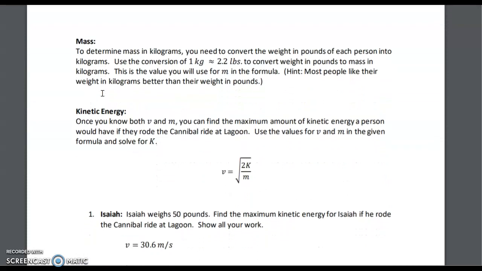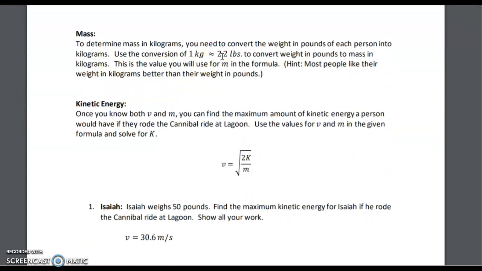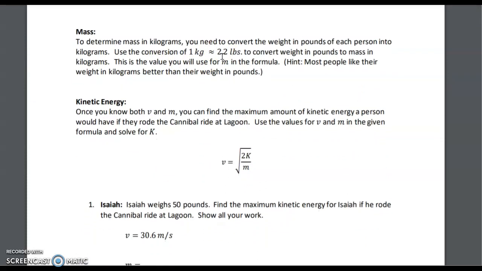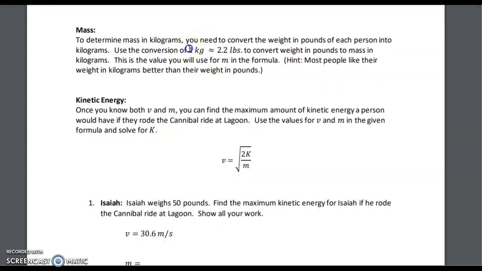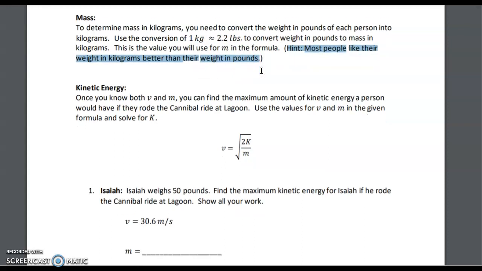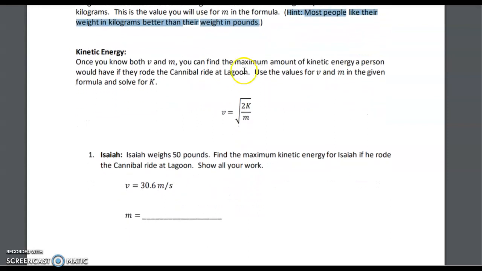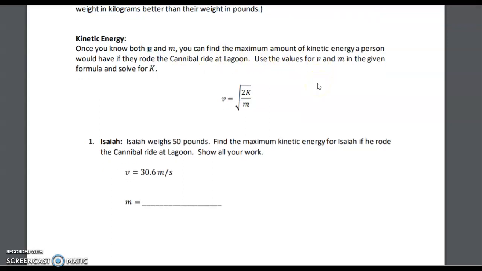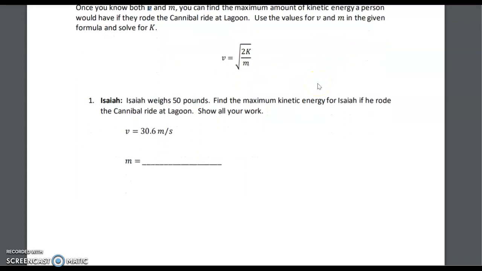Now, to determine mass, we need to convert the weight in pounds of each person into kilograms. So we'll use this conversion factor, 1 kilogram equals 2.2 pounds. Make sure you read this hint, because that will help you check if you're doing it right. Once you know both V, the velocity, and m, which is the weight in kilograms, you can find the maximum amount of kinetic energy a person would have if they rode the Cannibal ride.